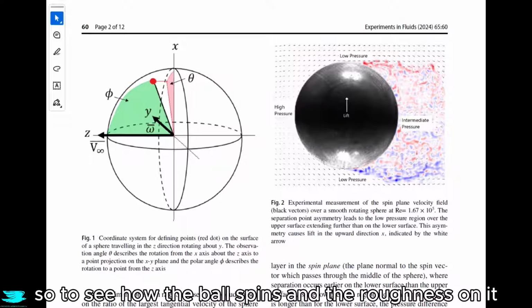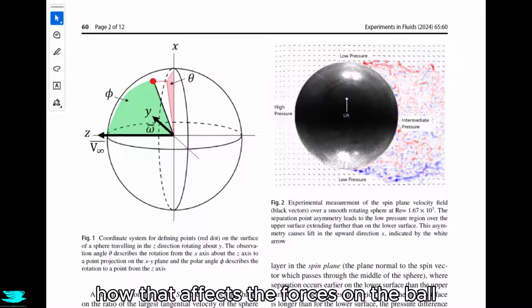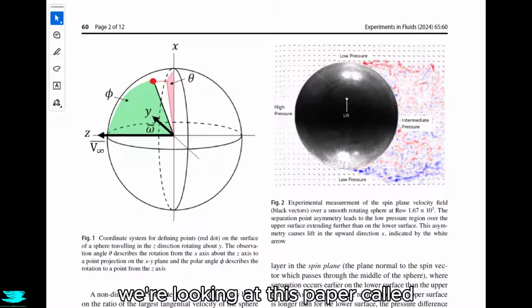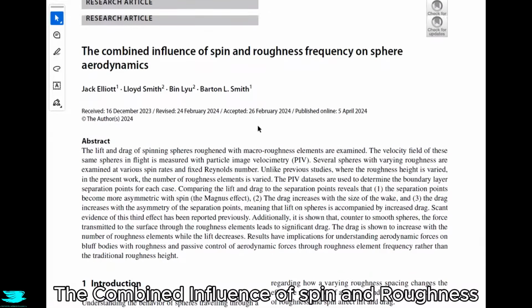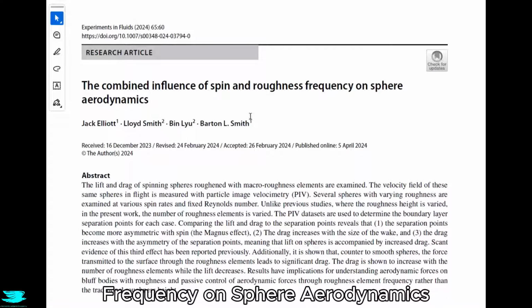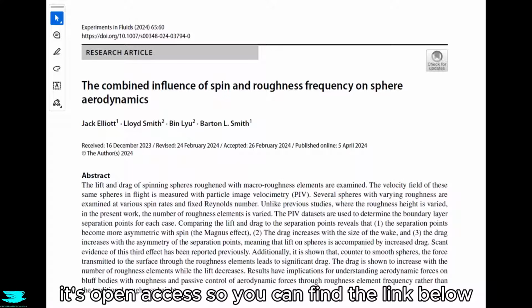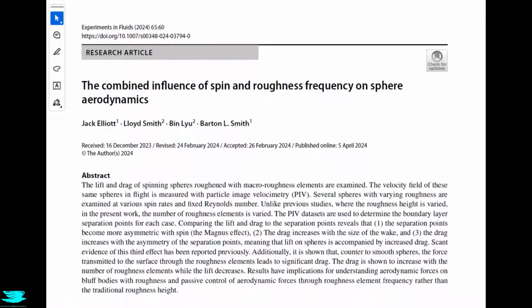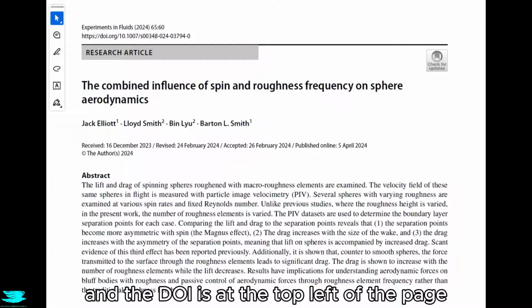So to see how the ball spins and the roughness on it, how that affects the forces on the ball, we're looking at this paper called The Combined Influence of Spin and Roughness Frequency on Sphere Aerodynamics. It's open access, so you can find the link below. And the DOI is at the top left of the page.